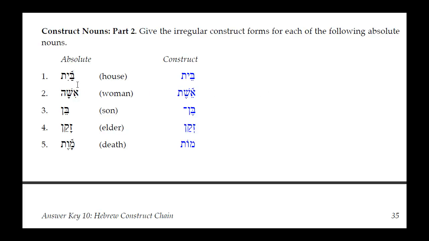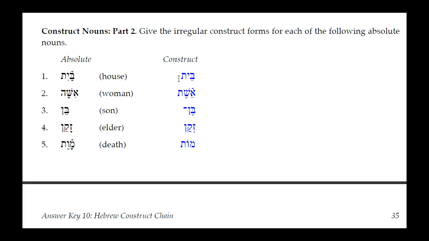Remember we talked about in that chapter that the patach, yod, and hiriq in a monosyllable, or in a single syllable, will actually lengthen and contract into a tsere yod. So we have bayit, the absolute for house. When we go into the construct, it is beit.